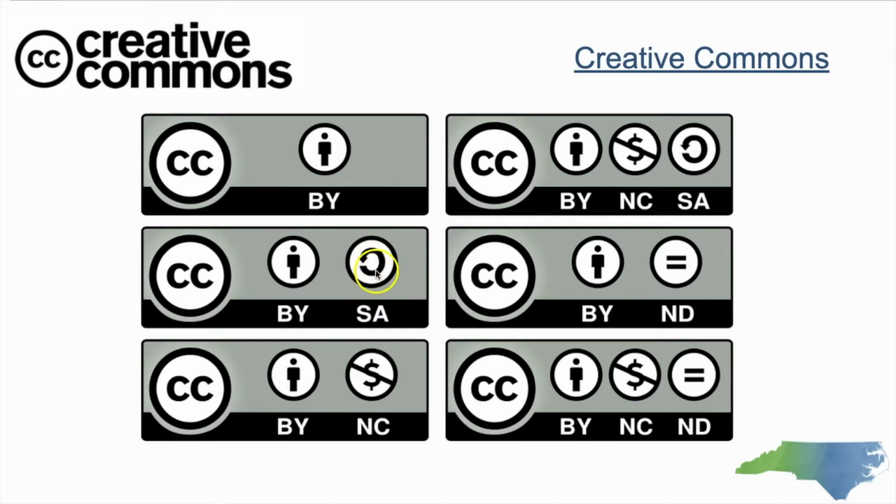So I need to make sure I make revisions to that, give her attribution, and then I need to make sure I share it with another Creative Commons license. So that way it continues to be a free resource. The next new symbol is NC, which means non-commercial, right?